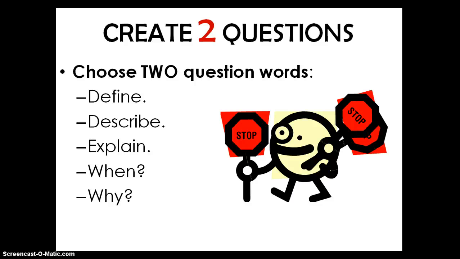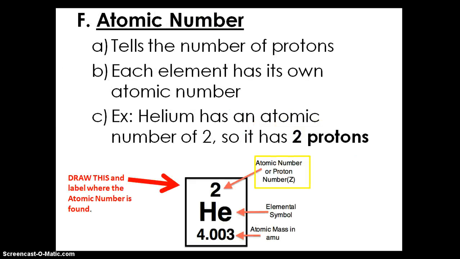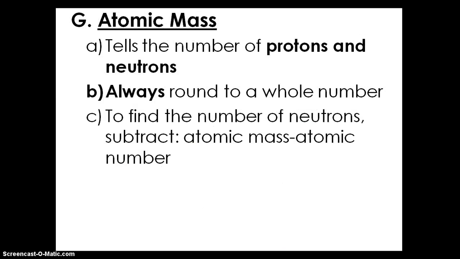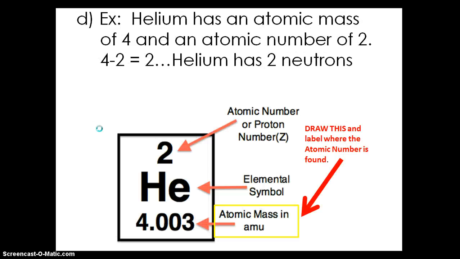You'll make 2 questions first, okay, followed by taking notes on the atomic number. And yes, you do draw the square and label where the atomic number or proton number is. And it's very important to know that the number of protons is usually the same as the number of electrons. And the last part of your notes, the atomic mass, tells you the number of protons and neutrons together. Part C right here is very important because this is how you calculate the number of neutrons. And yes, you'll need to do that on a test, okay? So we should highlight that if you didn't already.